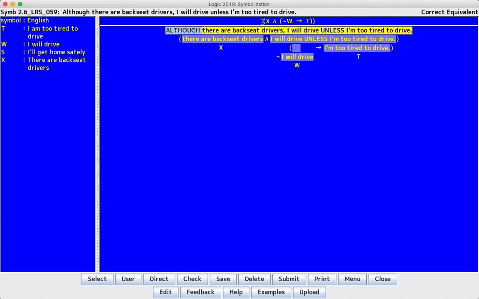If we did it with a conditional first, we would be saying something else. We would be saying, if I don't drive, then there are backseat drivers and I'm too tired. And that's not what this says. This says no matter what, however tired I am, whether or not I drive, there are backseat drivers. And then it also says this conditional. If we did unless first, then we wouldn't be saying categorically that there are backseat drivers. We'd only be saying that there are backseat drivers on condition that I'm not too tired to drive. So this is how to symbolize the sentence. So there you go. That's 2.6 LRS 59.